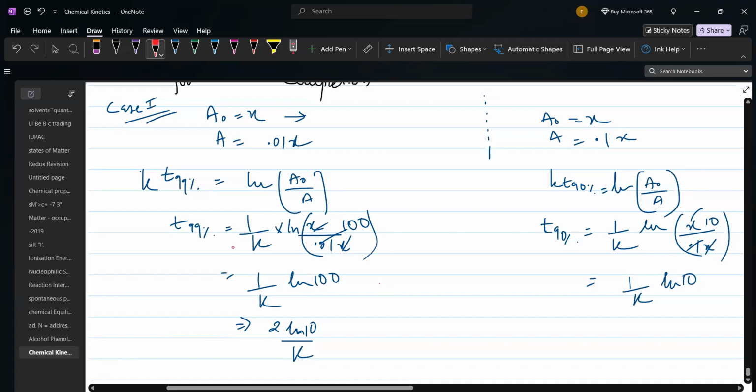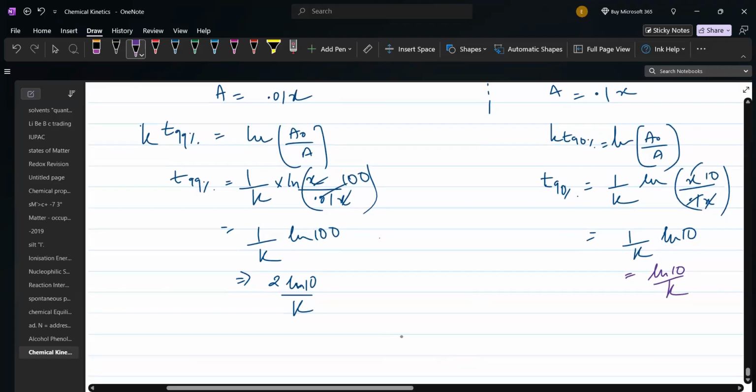So look, here it is 2 ln 10 upon K and here it is ln 10 upon K. So this is 2 times of this, right? Yes or no? Yes, sir.